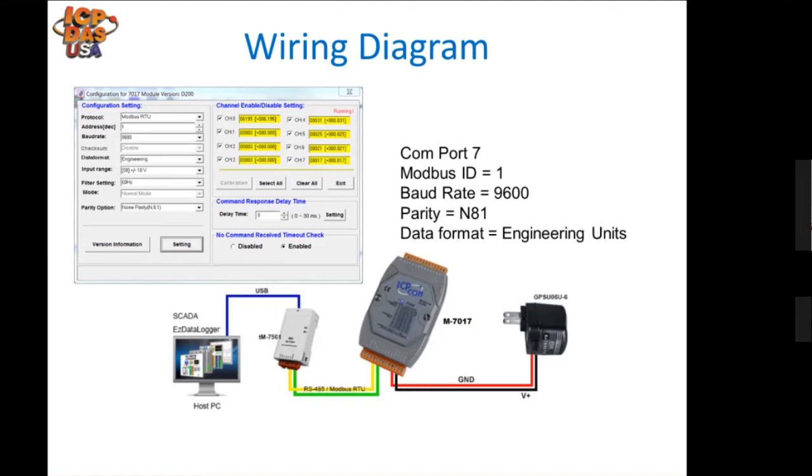This module is configured in Modbus RTU format, address 1, baud rate 9600. Data format is set in engineering format, and the input range for all channels is plus or minus 10 volts DC. On the top right corner, you can see a sample of the data. I do have a 6-volt DC signal going to channel 0, and I'm not really going to use any of the other ones. Later on during the example, I will connect something to channel 4 to display some scaling values.